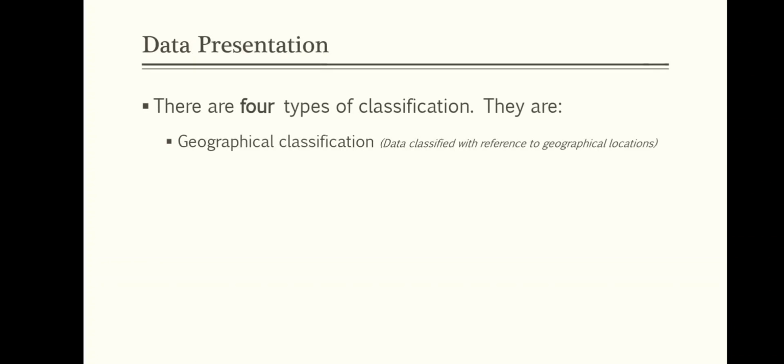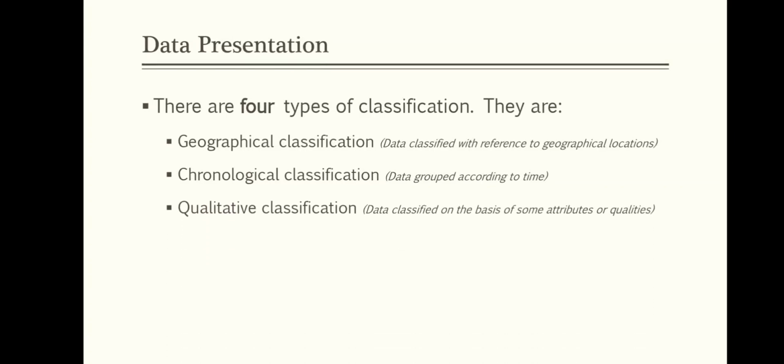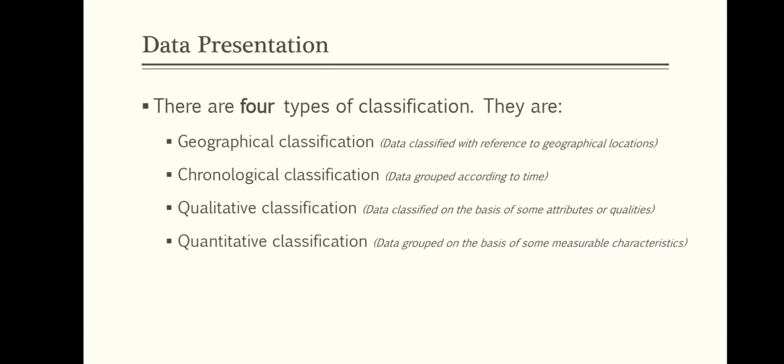They are geographical classification, which is classified with reference to geographical locations. Next, chronological classification. Here data are grouped according to time. Then qualitative classification. The data are classified on the basis of some attributes or qualities. And finally, quantitative classification. Here the data are grouped on the basis of some measurable characteristics.